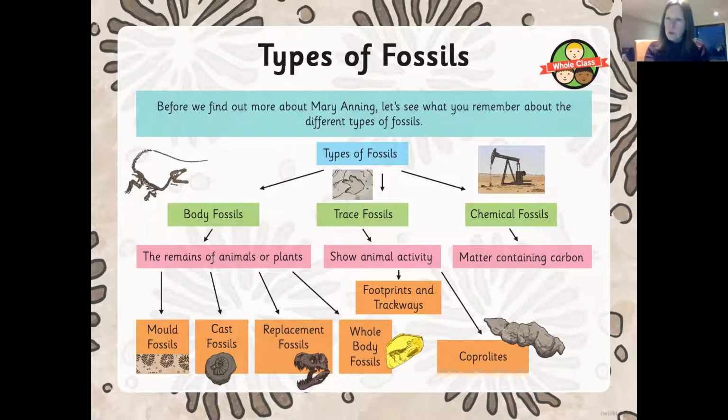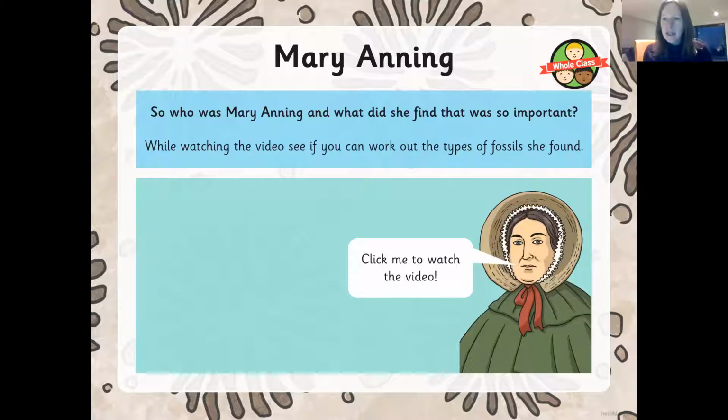As well as the trace fossils, because those imprints are found within the rocks that are around us today. So we're sort of touching on our science work here, aren't we, with our English, but it's always good to remind ourselves. But remember, Mary Anning that we're finding out about today. So who was Mary Anning and what did she find that was so important?